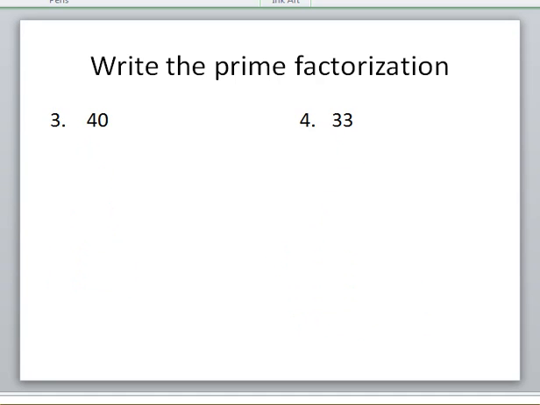In the next part, we're going to write the prime factorization. So I've got 40. Two factors of 40 that come to mind are 4 and 10. 4 breaks down into 2 times 2. 10 breaks down into 2 times 5. These are all written in order, so I really can say this is 2 cubed times 5.